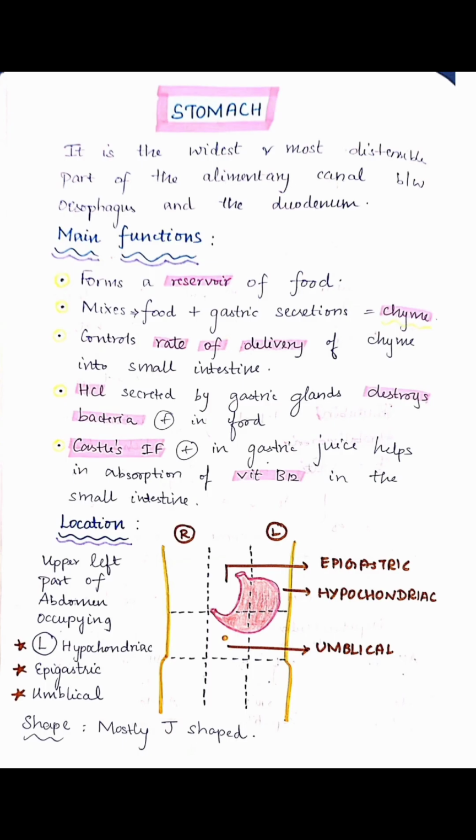Today we will see about the anatomy of the stomach. The stomach is the widest and most distensible part of the alimentary canal between the esophagus and the duodenum. There are some main functions.